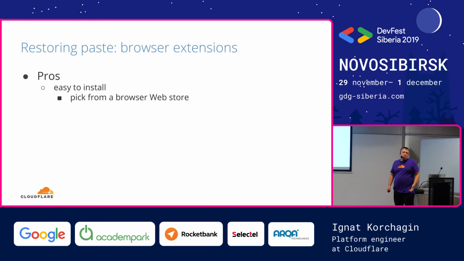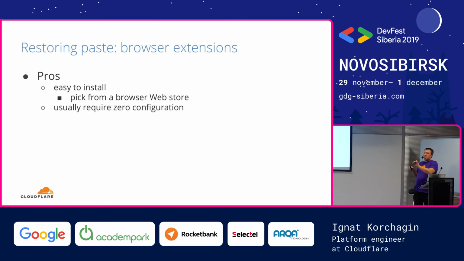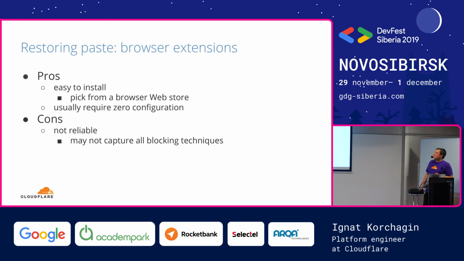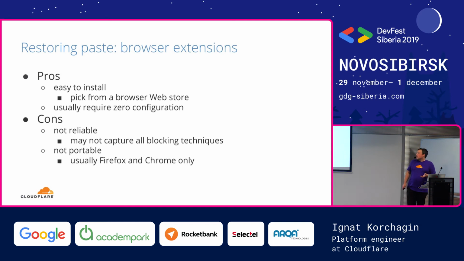The pros are they're easy to install. Just go to the web store for your browser and pick one. They usually require zero configuration, although as we saw, I need to enable it for particular websites. There are downsides. They're, again, not reliable. They may not capture all blocking techniques. They're not portable, usually Firefox or Chrome only. This Don't Fuck with Paste is implemented for both, but some are not. And what do you do for Safari or Internet Explorer? They can also break other functionality. They mess with your document object model, and they can go sideways.